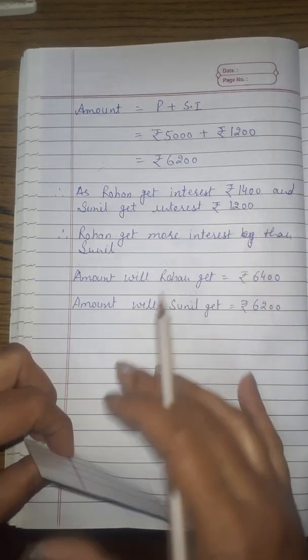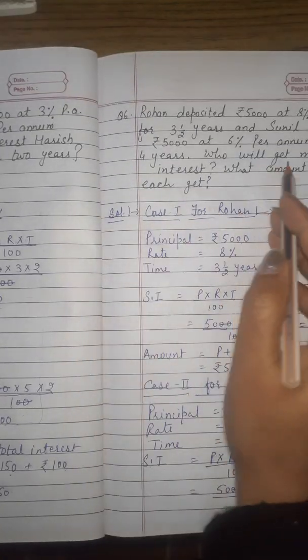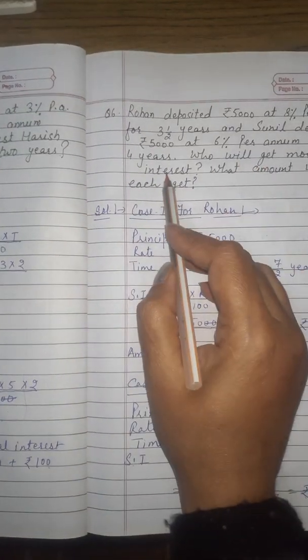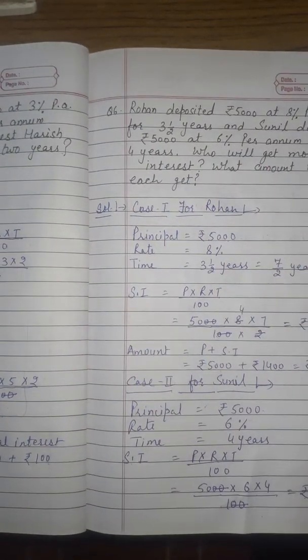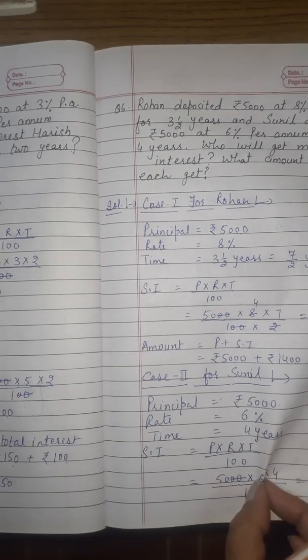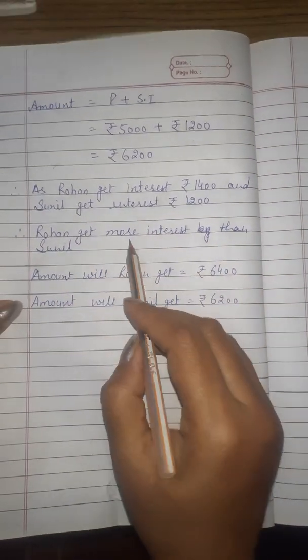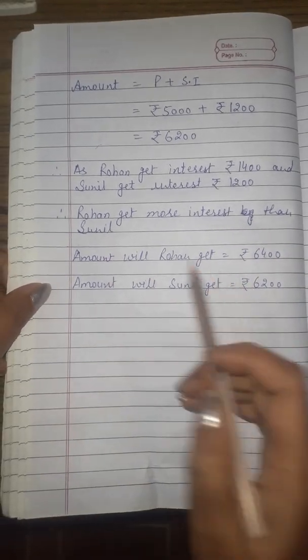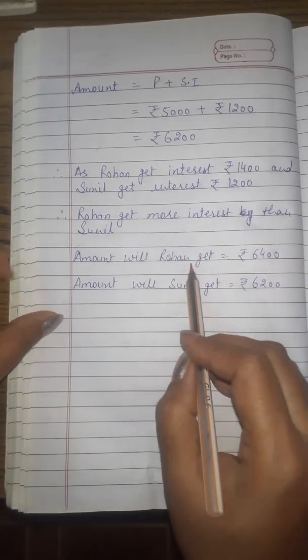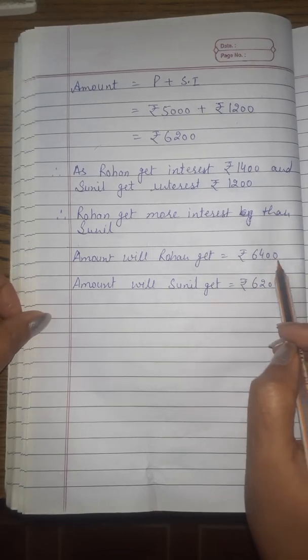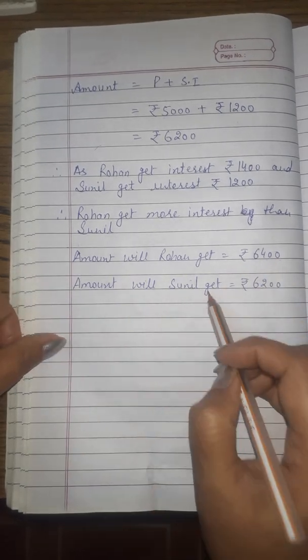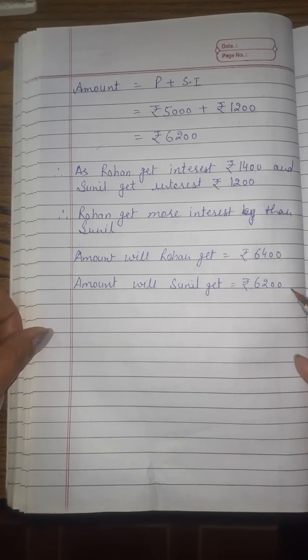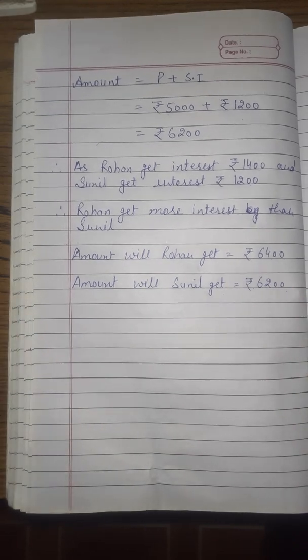As Rohan gets interest rupees 1,400 and Sunil gets interest rupees 1,200, our question was who will get more interest. Now you can say that Rohan gets more interest than Sunil. And what amount does each get? The amount Rohan will get is rupees 6,400, and the amount Sunil will get is rupees 6,200. So this was worksheet 4. Solve it in your notebook. Thank you.